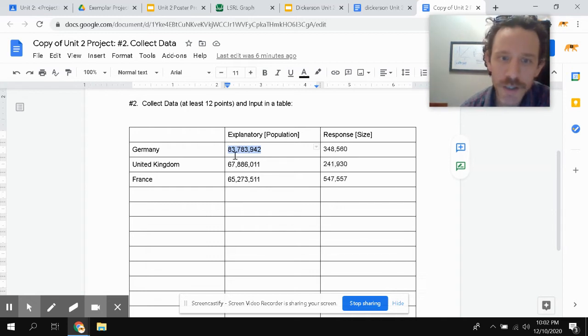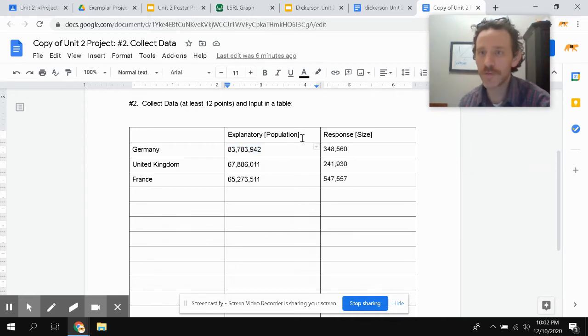So notice the populations are all 83 million, 67 million, 65 million. They're in the millions. So that's the unit that I'm going to use to talk about these numbers. And it's a safe unit to use because every number is beyond a million. So I'm going to make a note of that. It's not just population, but population in millions.